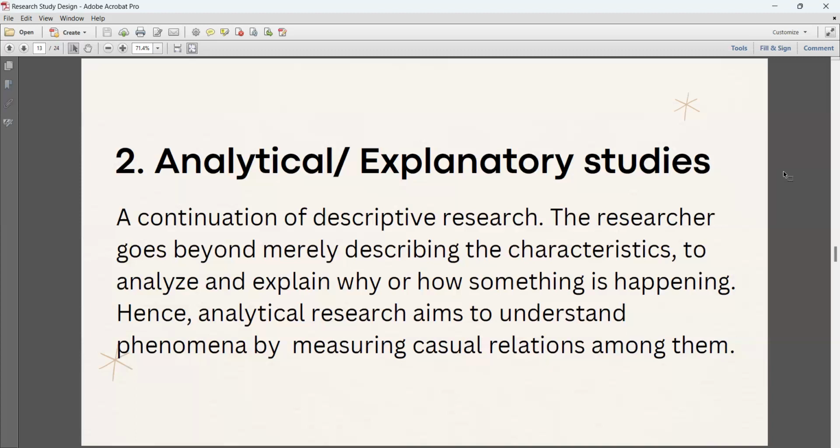So the descriptive research may take us to testing a hypothesis about something. So that is on the analytical research. In analytical research, we don't merely describe, but now we go further. We try to test relationships between variables.